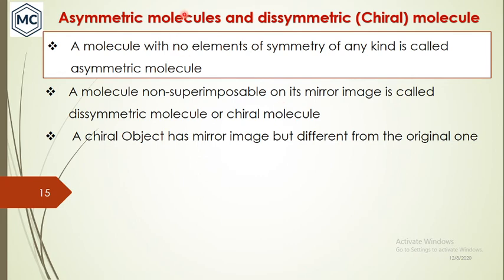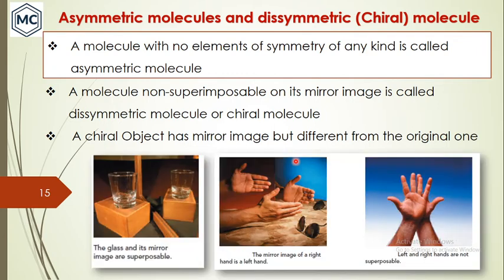And what is meant by an asymmetric molecule, and a dissymmetric or chiral molecule? A molecule with no elements of symmetry of any kind is called asymmetric. We have discussed the four kinds of elements of symmetry; if a molecule has none of them, it is called asymmetric. A molecule non-superimposable on its mirror image is called dissymmetric or chiral. A chiral object has a mirror image that is different from the original.